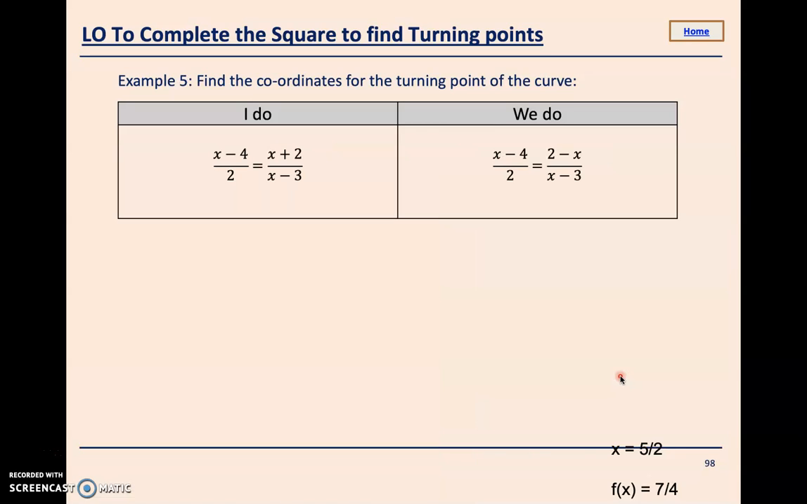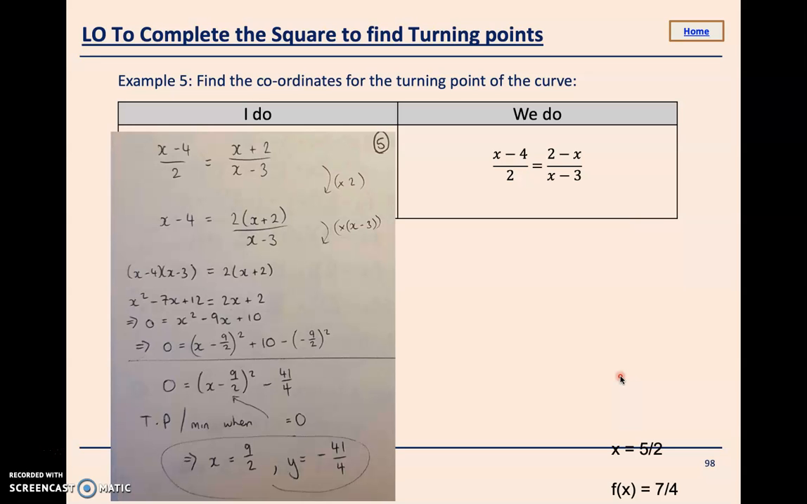Let's have a look at another one using some of the skills from very early in the topic. So, times through both sides by 2 to get rid of this denominator. So we end up timesing the top by 2, 2x plus 2. And over here, our 2 on the top and 2 on the bottom would cancel one another. So we just end up at x minus 4.